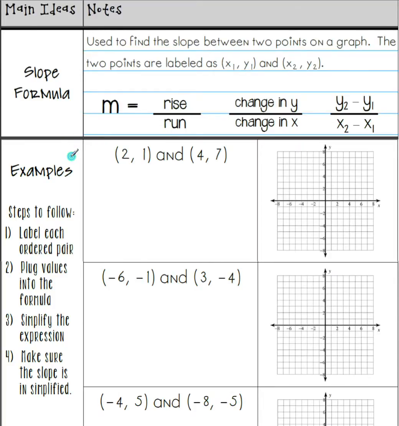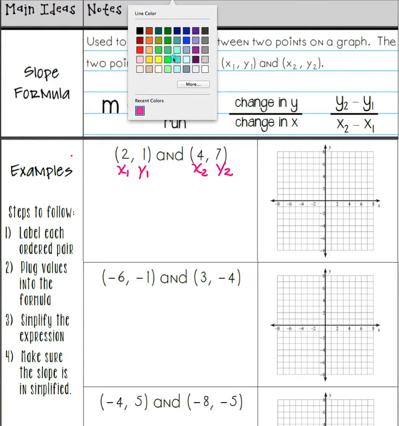So with our first 2 points, we have the point 2,1 and the point 4,7. Like I said, we're going to label these. So this is going to be my first ordered pair, x1, y1, and that's where these came from. This is our first ordered pair and our second ordered pair. So this would be our x sub 2 and our y sub 2.